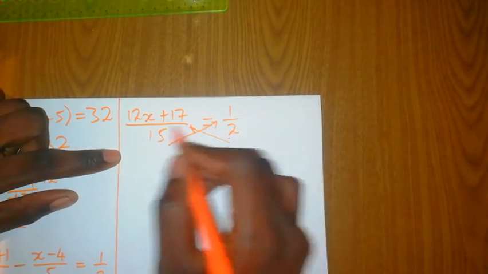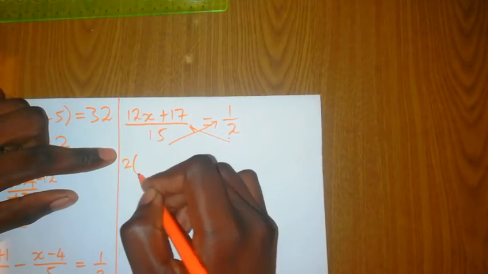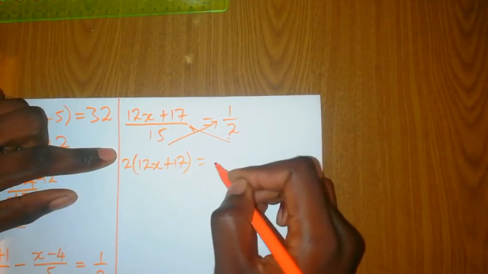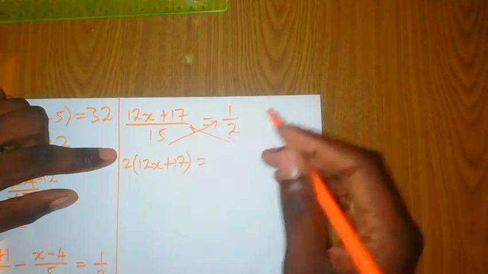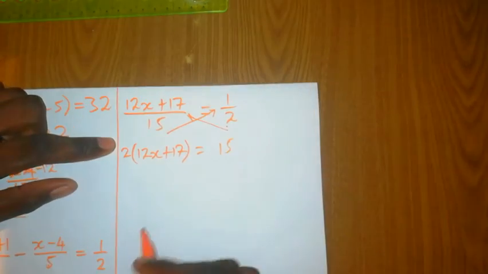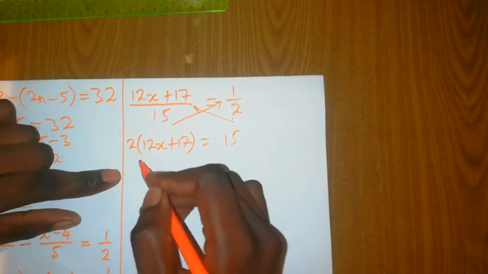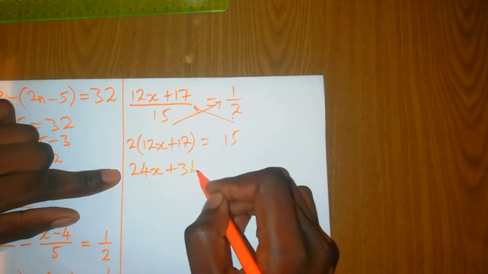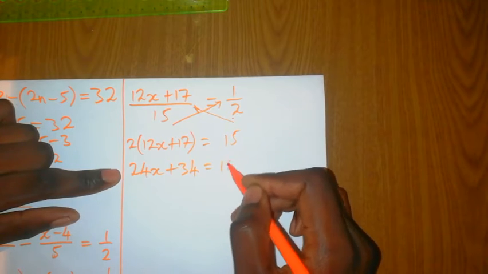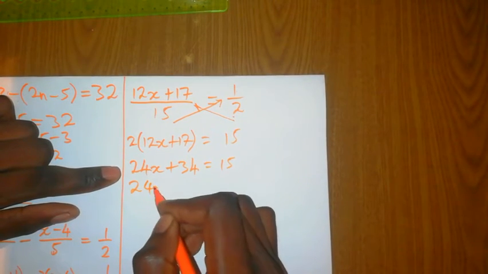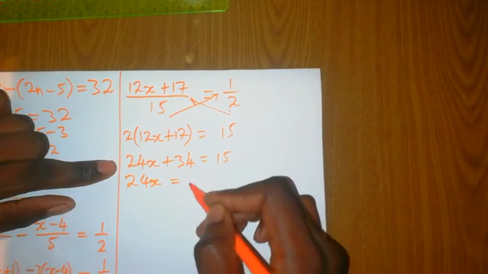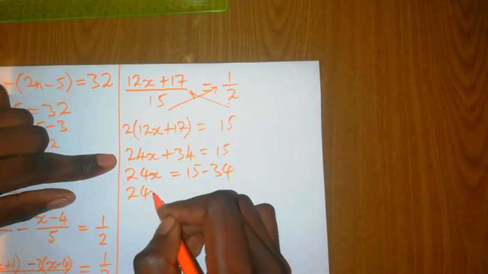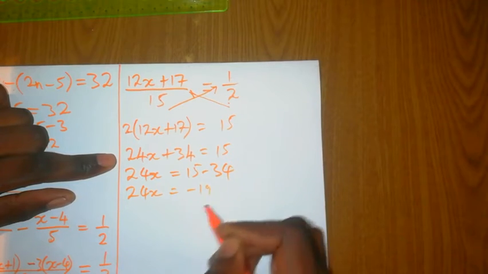So in this case, I'm going to have 2 times that one, that's 2 bracket 12x plus 17 is equal to 1 times 15, which is just 15, like that. So 2 times the 12x, that's 24x plus 34 is equal to 15. Then I collect my like terms. 24x is equal to 15 minus 34.